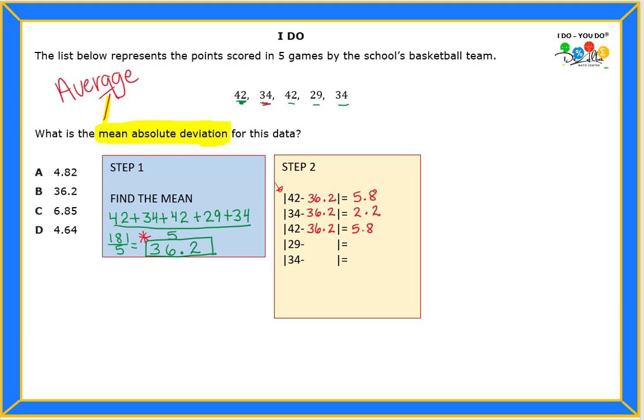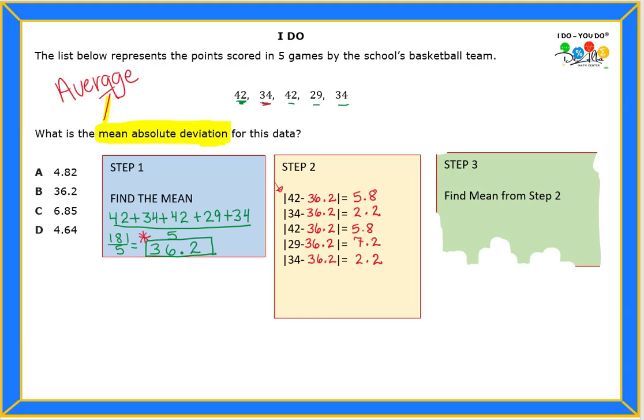The next one is 29 minus, again, 36.2, right? And of course, that will be a negative number, but we do not use negative numbers. Therefore, it's just a 7.2. Maybe when you subtract that, it gives you a negative number, but we just write that 7.2. The next one is going to be the same thing. Take away 36.2, which I already have up there, and that gives me a 2.2. And that's my step 2, okay? So what am I going to do next? Because that's not it, right? No. We have one more step, and it's right here.